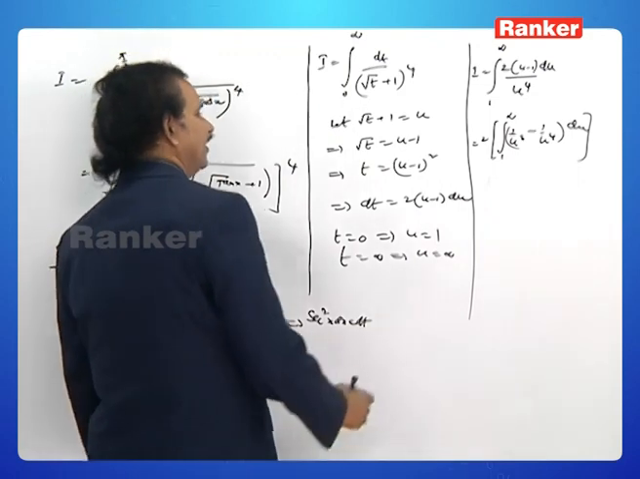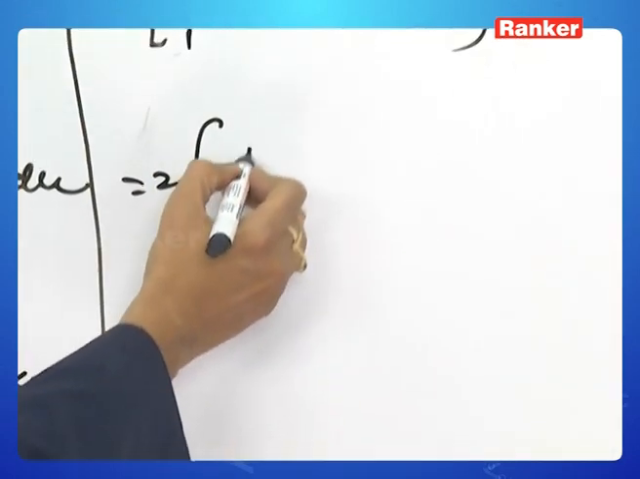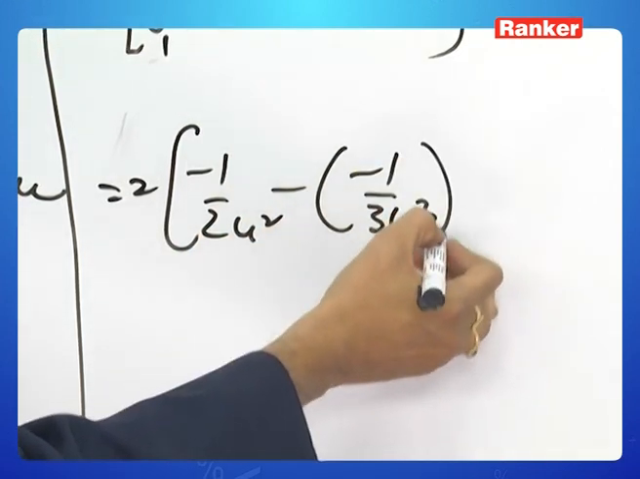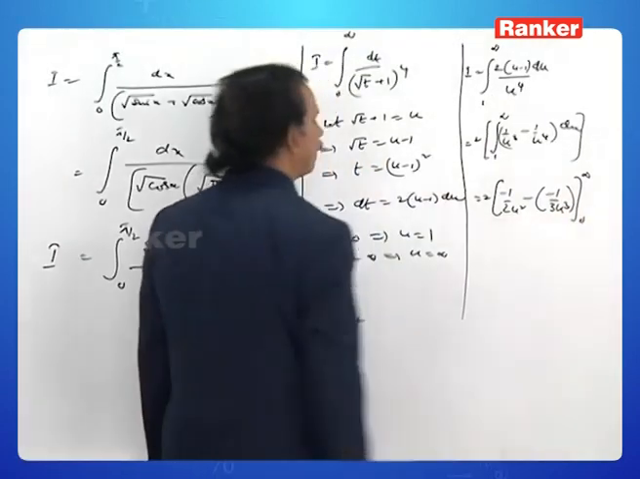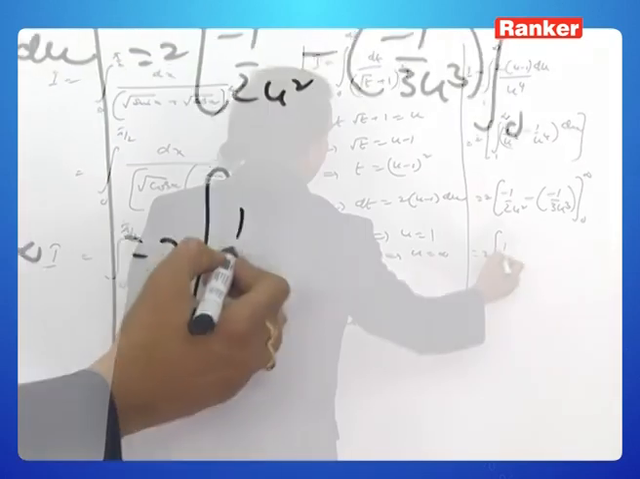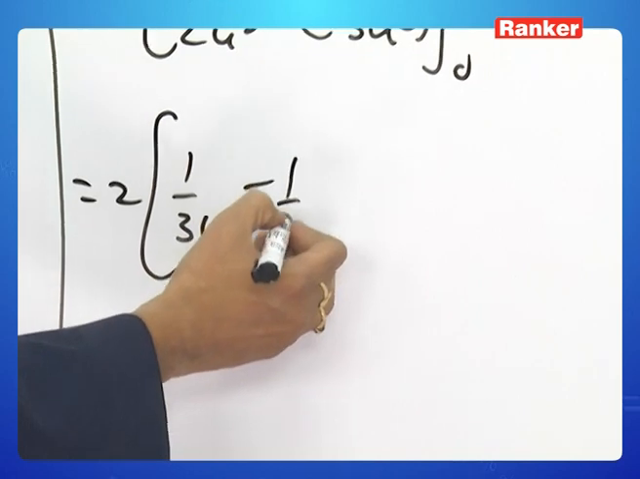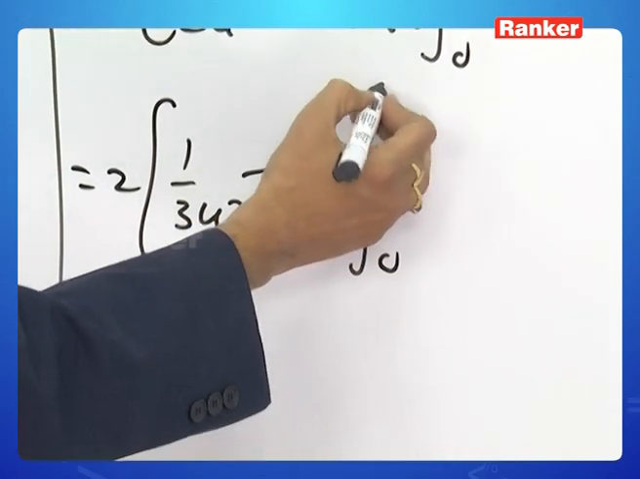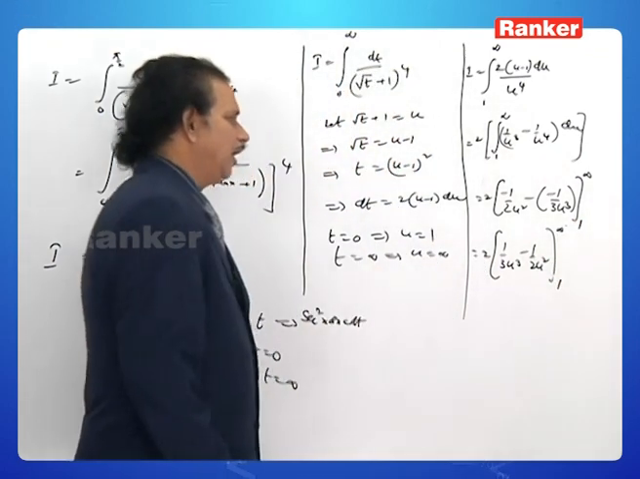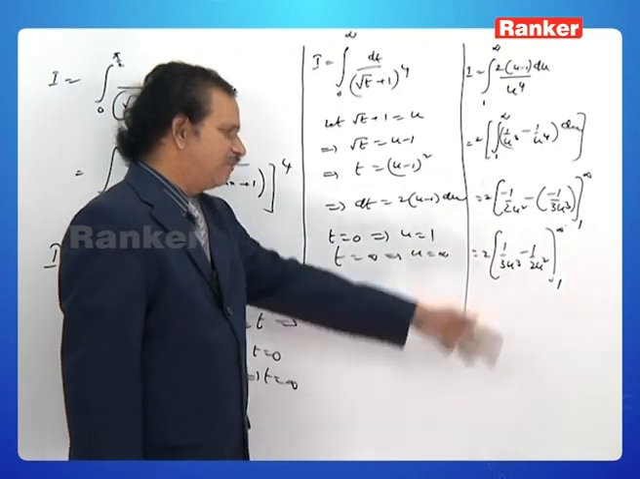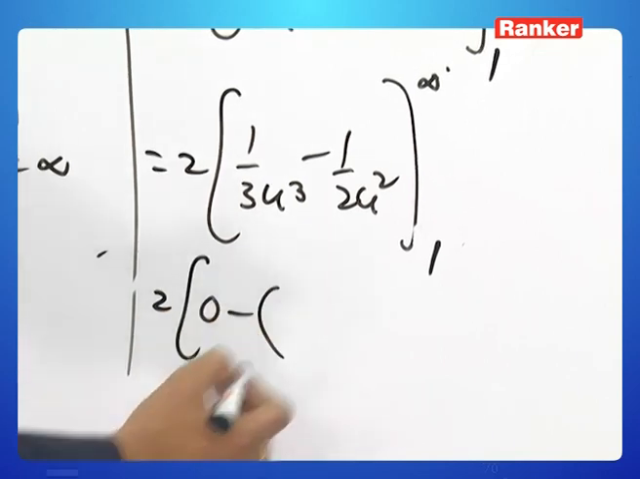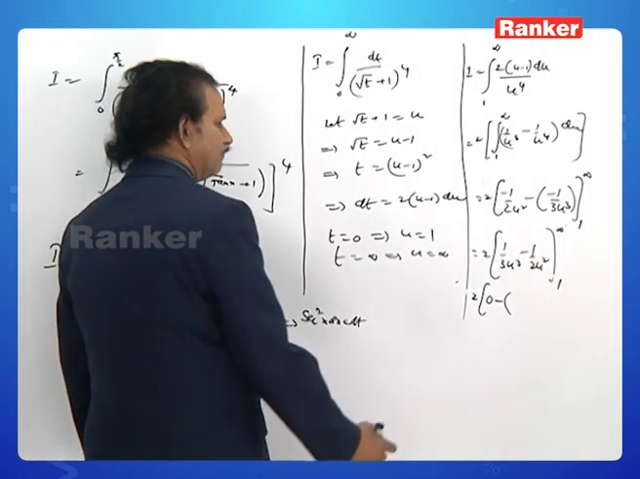Well done. What is the integral of 1 by u cube? Minus 1 by 2 u square, minus 1 by 3 u cube between the limits. That is 2 into 1 by 3 u cube minus 1 by 2 u square between the limits. If you put infinity, it becomes 0, 1 by infinity is 0. Therefore, this is 2 into 0 minus, take 1 in the place of u, 1 by 3 minus 1 by 2.